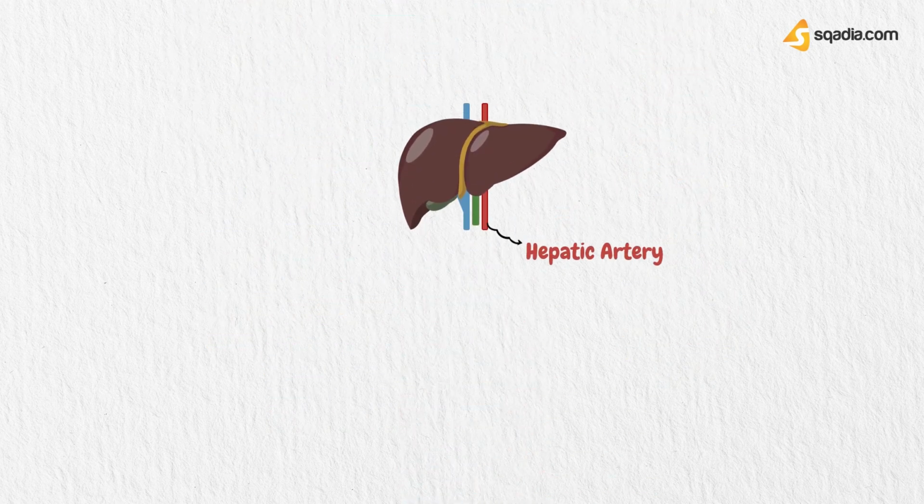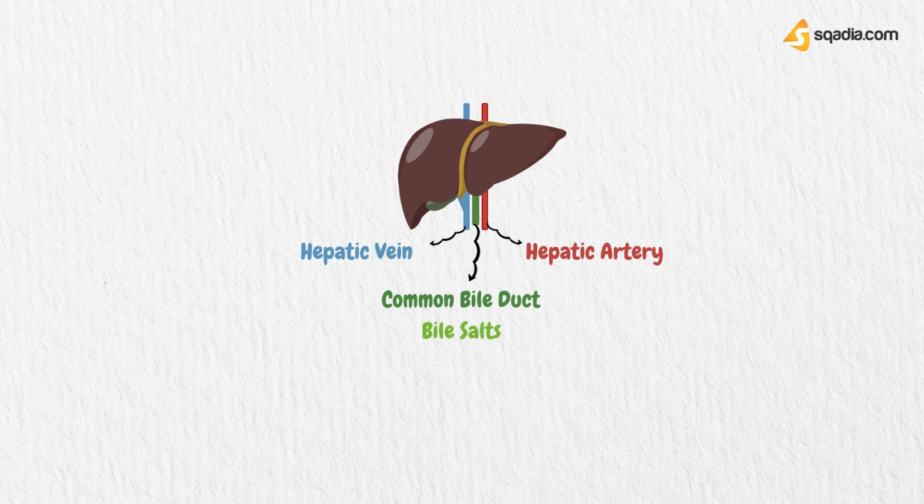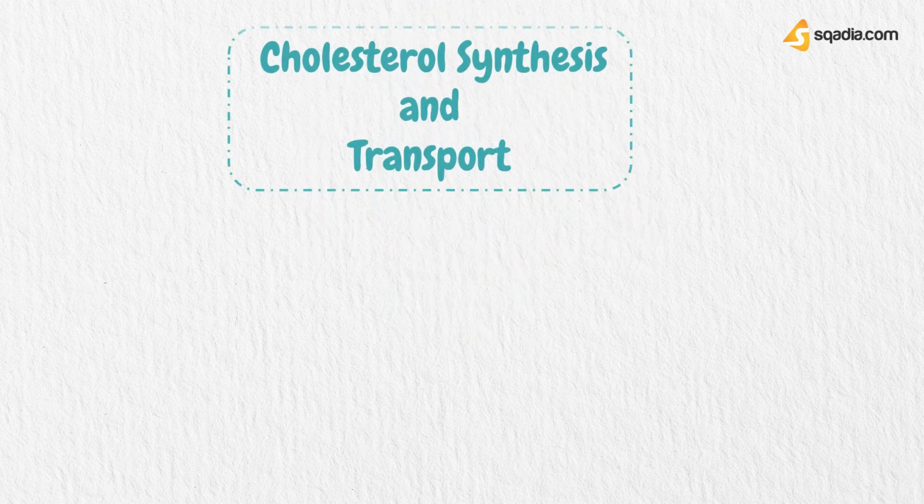Well, the products of liver metabolism leave by two routes. Most products leave by the hepatic vein, which is in the center of a liver lobule. However, certain products, such as the bile salts, are excreted via the bile ducts. Until now, we have understood the transport to and from the liver. Now, let's see how cholesterol is synthesized and transported.